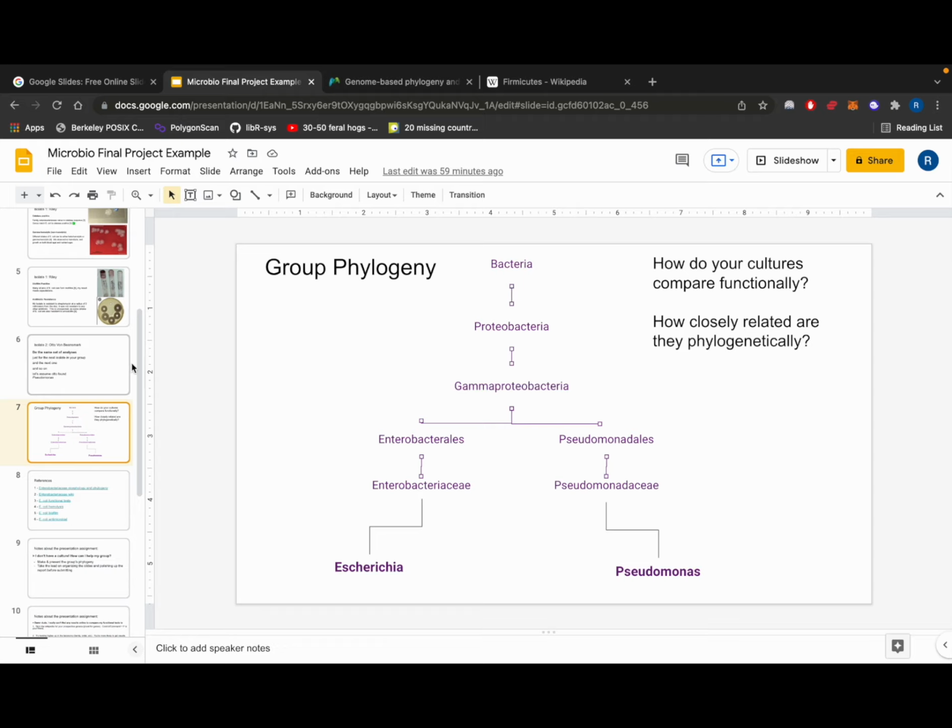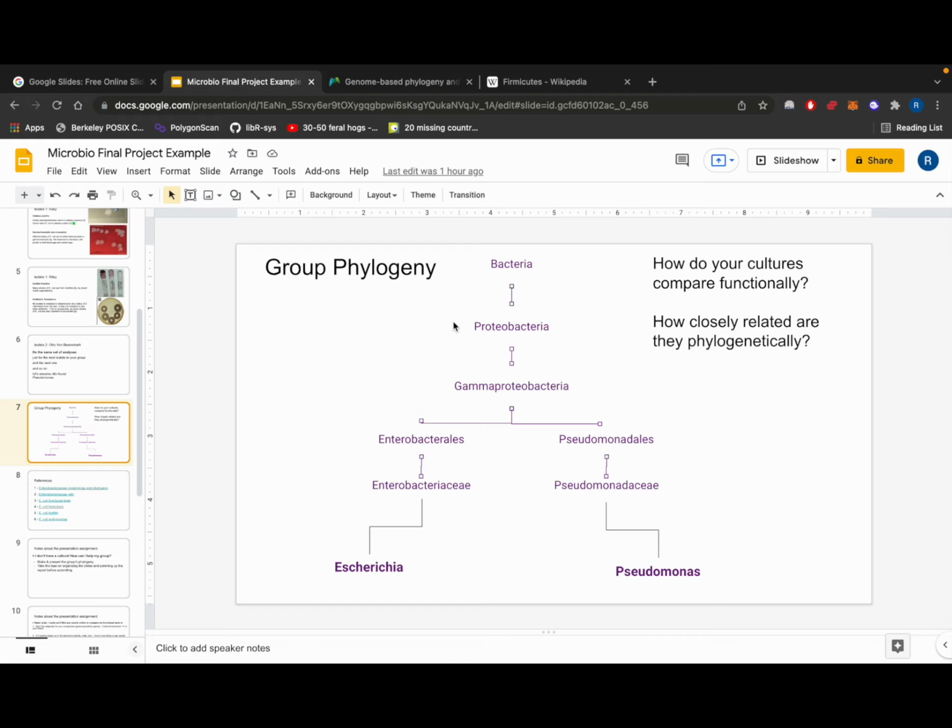So after you're done presenting each isolate and its functional traits and its BLAST results, you should come in here and make a phylogeny of the closest match for each isolate in your group. Essentially, this will show us how each of those isolates is related, and we can then compare sequence diversity, right, phylogenetic diversity, with functional trait diversity.